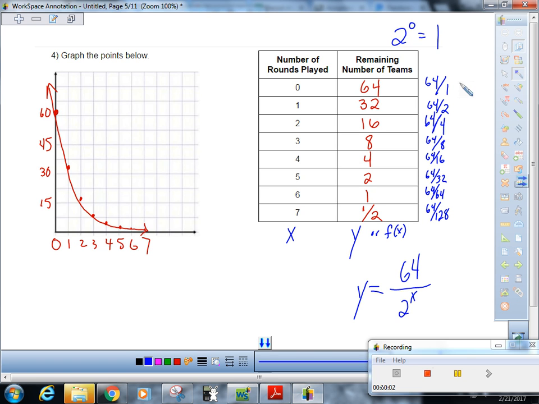That's why it has to be that way, or else it doesn't work. Okay? Now I want to go from what this is to how we're going to write it, because we are not going to write it like that. We're going to write it as 64 times 1/2 to the x. That means the same thing, because dividing by 2 is the same thing as multiplying by 1/2.